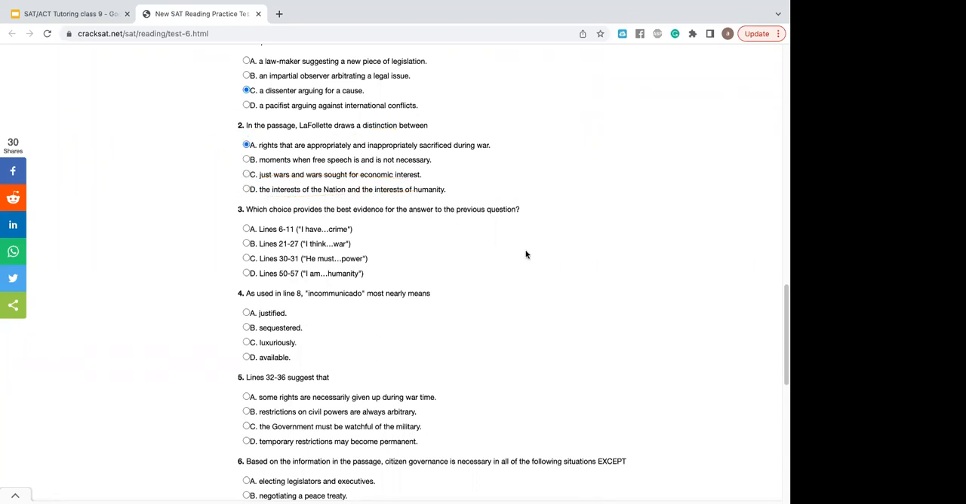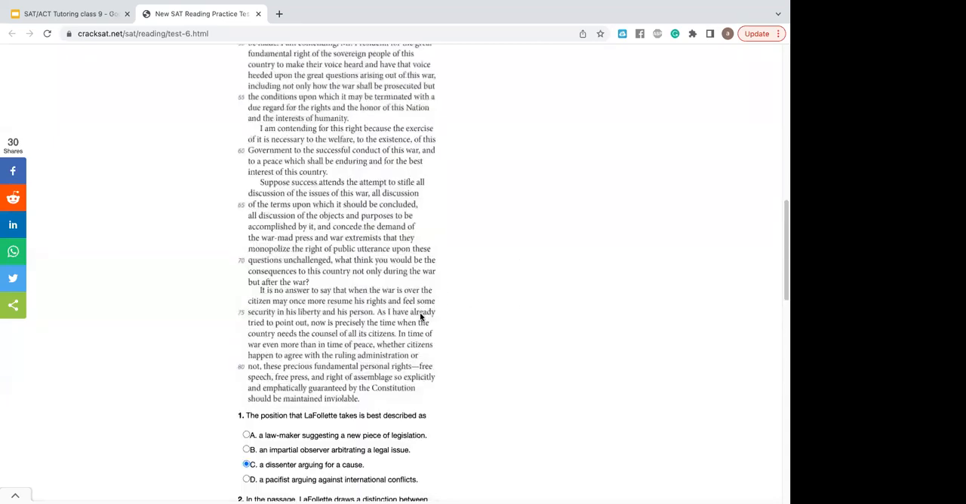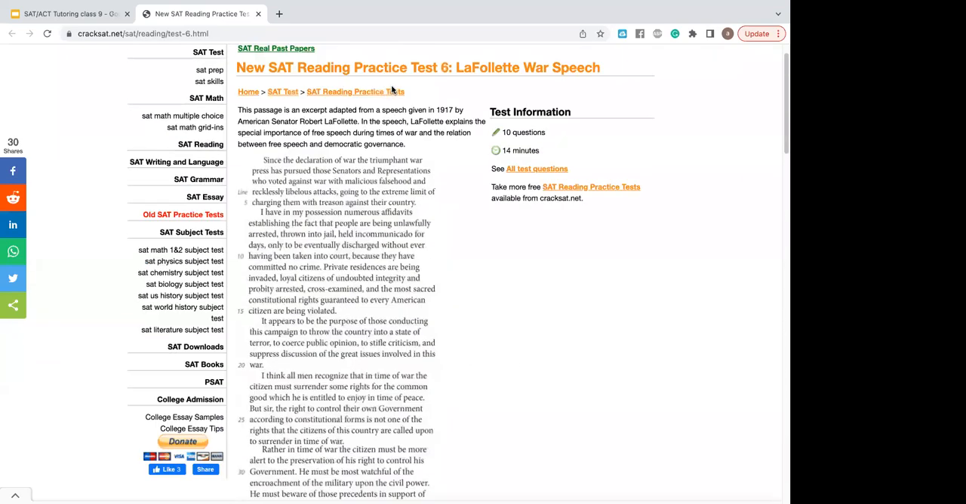All right, question number 3. Which choice provides the best evidence for the answer to the previous question? Again, I'm pretty sure he says this somewhere in the middle of the passage. I'm gonna guess around 25, where he's like free speech should never be given up entirely. Oh yeah, right here. Must surrender some rights, but not all of them. So this section says it. So it should be like 21 to 27.